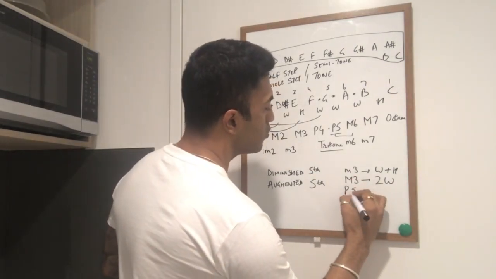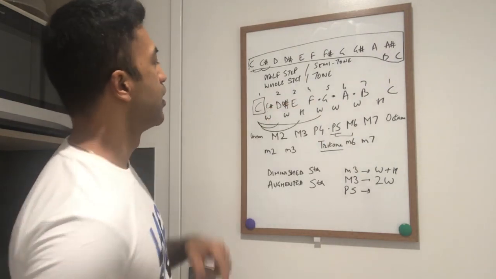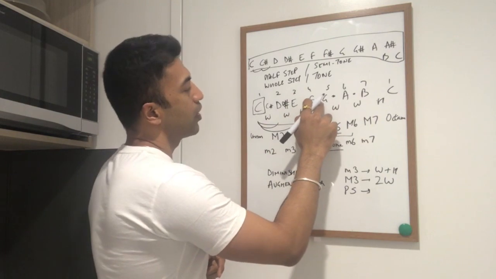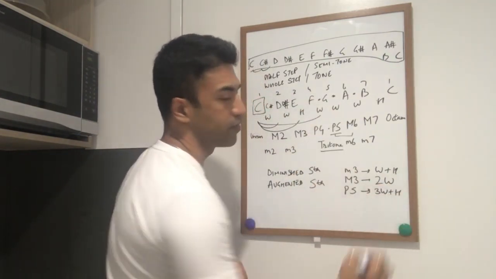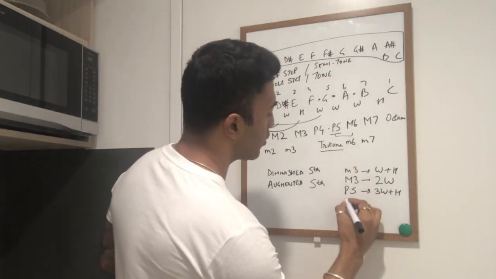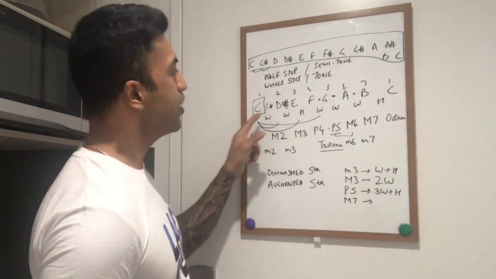The third interval that you need to understand is a perfect fifth. Perfect fifth is, let's say, from a C to a G. So that's one whole step, two whole steps, three whole steps, and one half step. So a perfect fifth is three whole steps plus one half step. Then you need to understand a major seventh. A major seventh is from a C to a B.